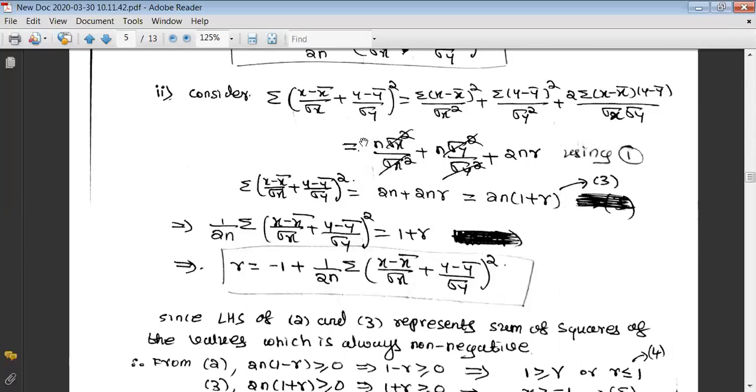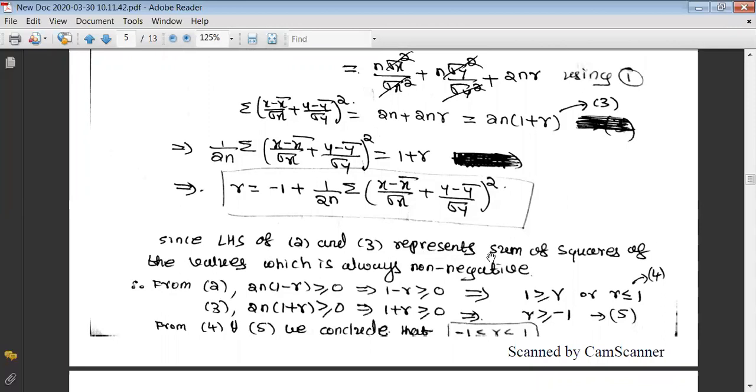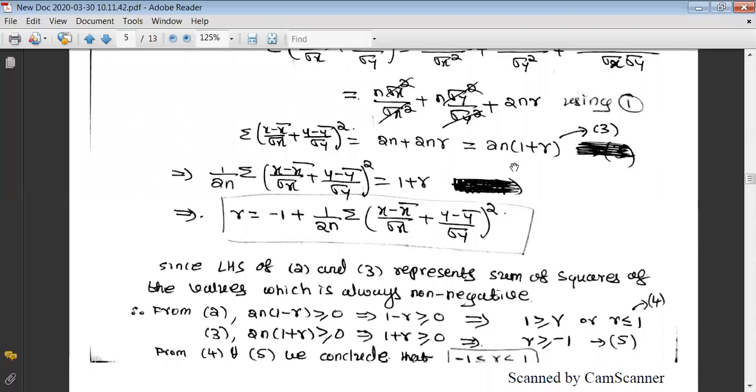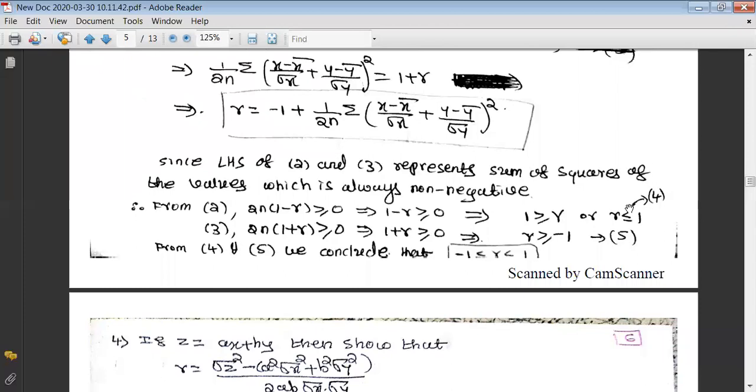That's why we say that since the LHS of equations 2 and 3 represents the sum of the squares of the values, which is always non-negative, we can write that 2n into (1 minus r) is greater than or equal to 0, and 2n into (1 plus r) is also greater than or equal to 0. If you cross multiply this 2n, it results in 1 minus r is greater than or equal to 0, and 1 plus r is greater than or equal to 0. And this implies, if you take r on the other side, 1 is greater than or equal to r, or the same thing, r is less than or equal to 1. Let us refer to it as equation 4. And this one, we can say r is greater than or equal to minus 1. That is equation 5. If you combine equations 4 and 5, we conclude that r is greater than or equal to minus 1 and less than or equal to 1. That's why we can say that r lies between minus 1 and plus 1.